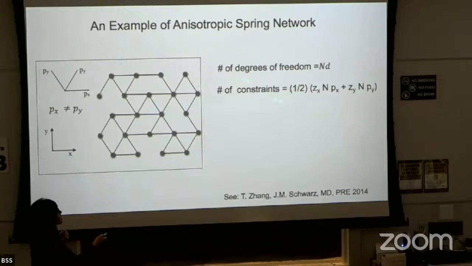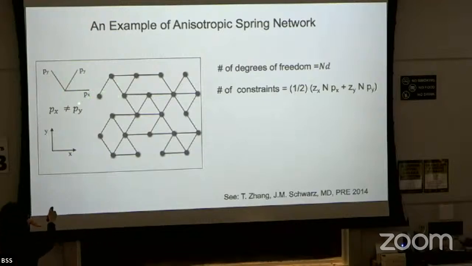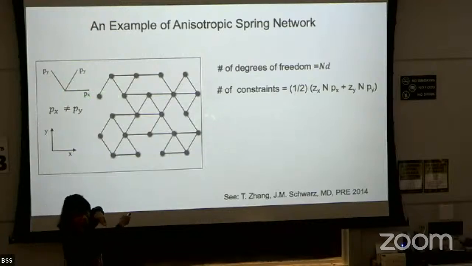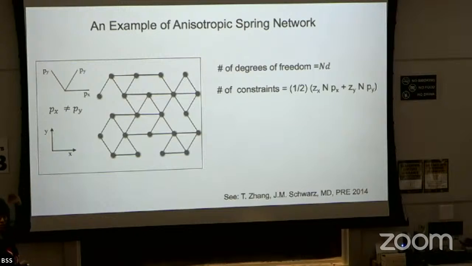So now the number of degrees of freedom is still n times d, right? But the number of constraints, remember, was earlier just 1/2 times n times z times p. Now it's going to be 1/2 times, n is still n, but z, the coordination number, and p are different in this direction versus in these directions, right? So I can write it like this. So this is what my number of constraints is going to be in a network with this kind of anisotropy, right? You all agree?